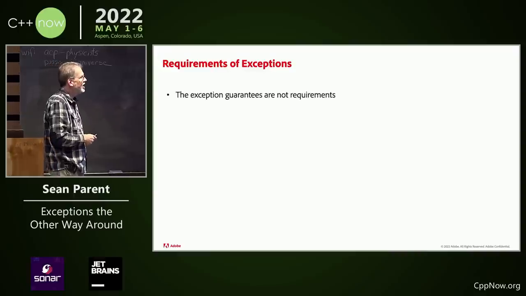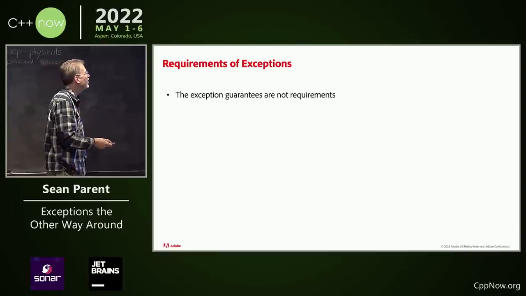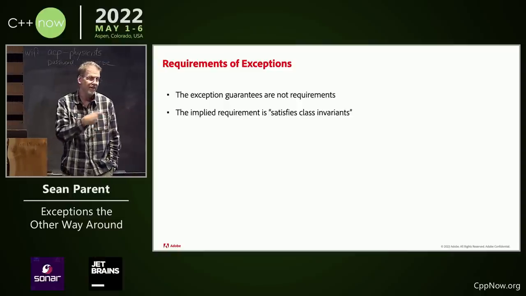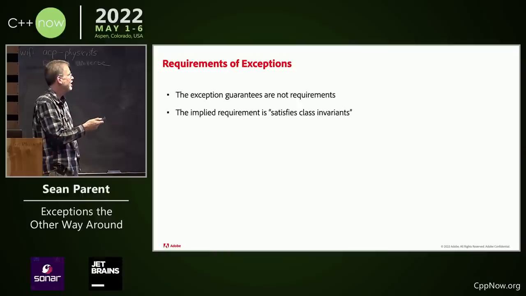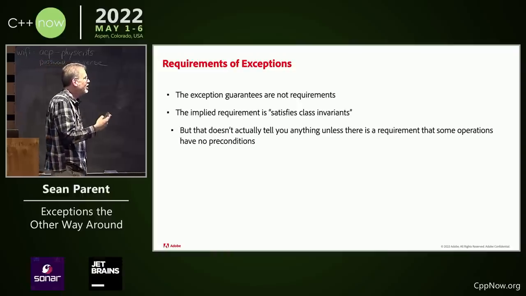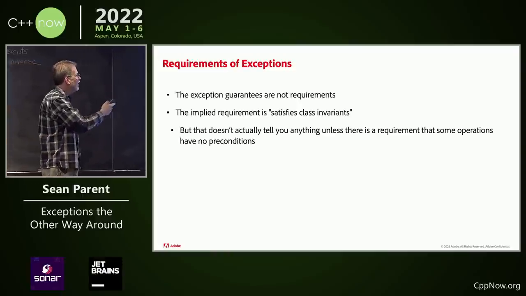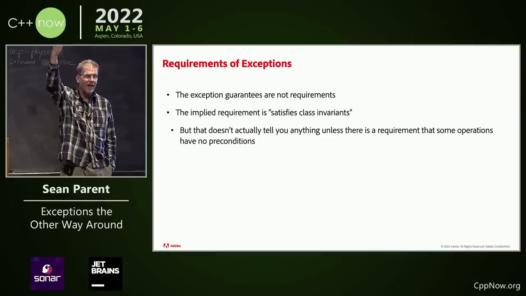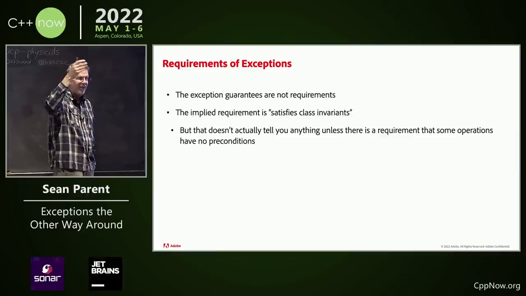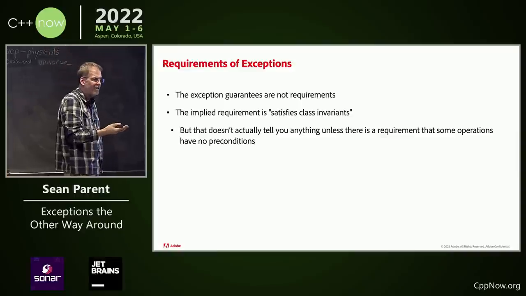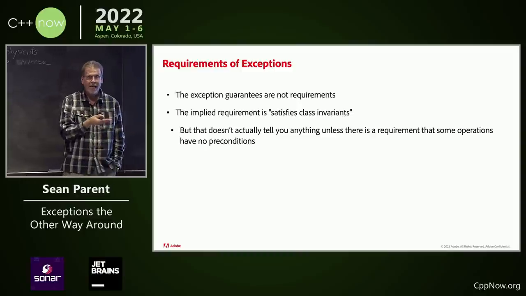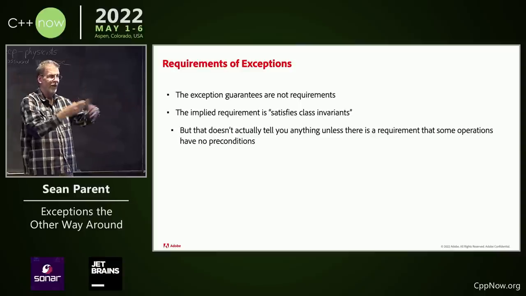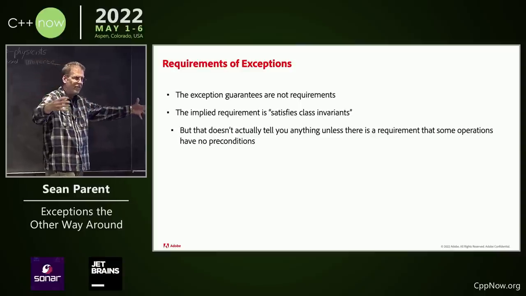The exception guarantees are not requirements, they're guarantees. The implied requirement is that it satisfies class invariants, satisfies invariants as a whole, is what's actually stated. But that doesn't actually tell you anything unless there's a requirement that some operations have no preconditions, right? In a general sense, if I have something that's supplying the exception guarantee and it throws an exception and I catch it, I need to know what I can do with that object. What am I guaranteed to do with that object? In general, for any object, this is what we're trying to look at, right? We're trying to generalize this process.